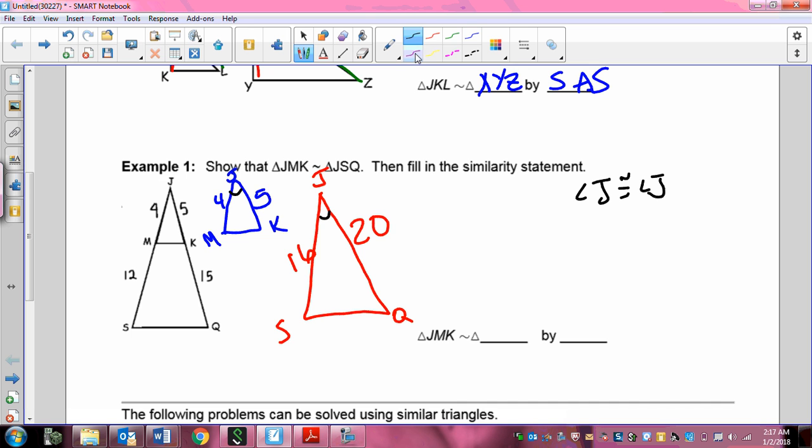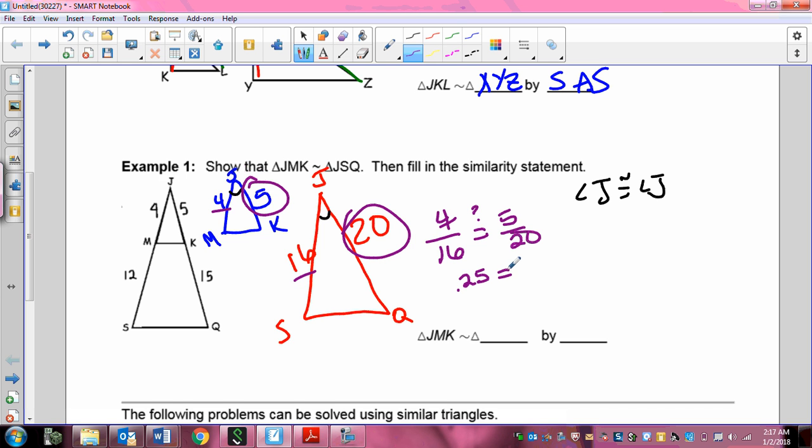Now we need to know if the sides are proportionate. So I'm going to use left-hand triangle over the right-hand triangle. So I'm going to say 4 over 16, is that equal to, question mark above it because we're not sure, 5 over 20, right? Are they equal? Well, if you plug 4 over 16 into your calculator, you're going to get 0.25, or 1/4. Is that equal to 5 over 20? You will also get 1/4 or 0.25.